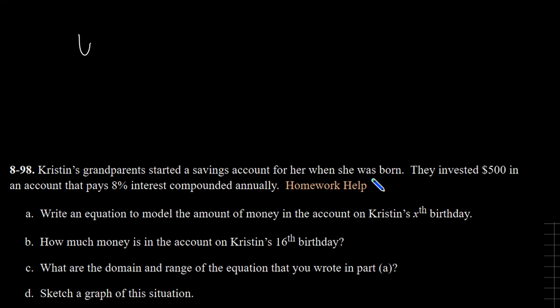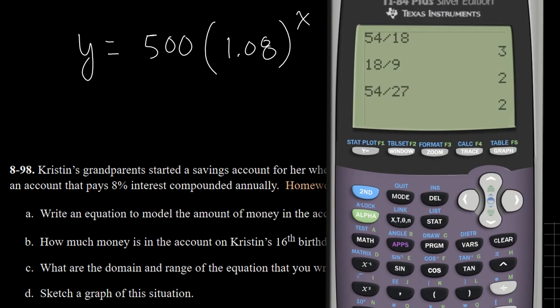So if y is the number of dollars in the account, it's going to equal the 0th term times, now it's growing by 8%. So if I'm growing by 8%, my multiplier would be 1.08. If it was decreasing by 8%, my multiplier would be 0.92. But there's my multiplier. That's what I'm multiplying by every single year, that amount. And then how many times do I multiply by? It depends on how old she is, to the x power. How much money is in the account on Kristen's 16th birthday?